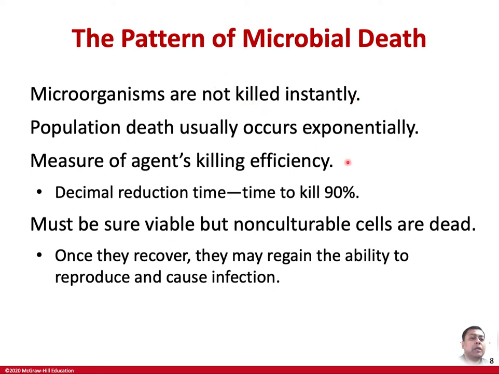We're going to use some specific terms and define what they are. The measure of an antimicrobial agent's killing efficiency is determined by the decimal reduction time, which is the time to kill 90% of the population of microbes. We must also be sure that viable but non-culturable cells are dead. This is very important, because once they recover, they may regain the ability to reproduce and cause infection. So that's the important part.